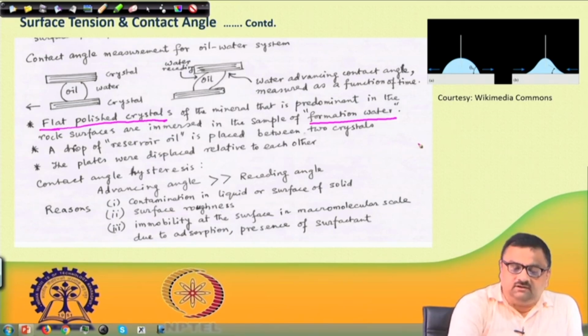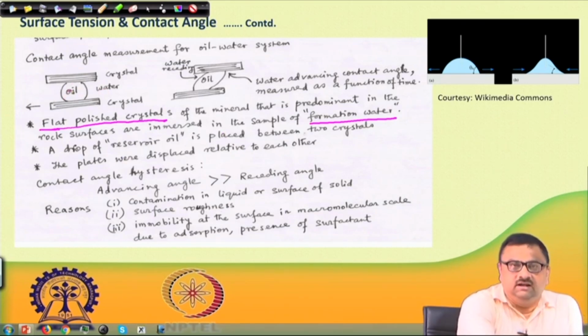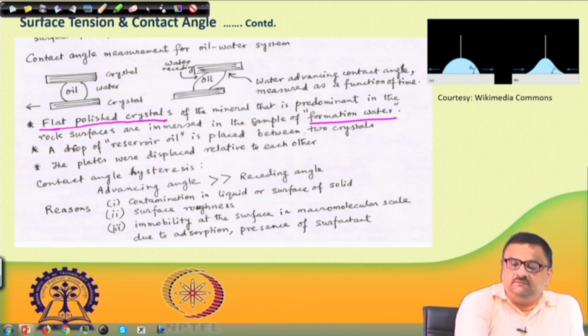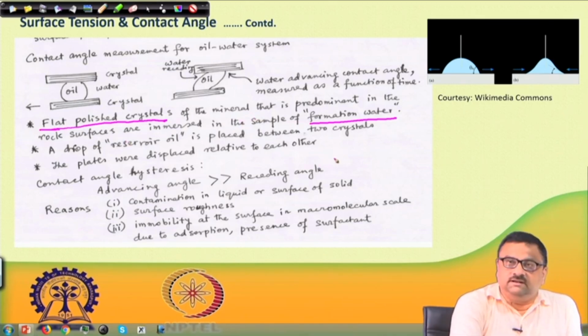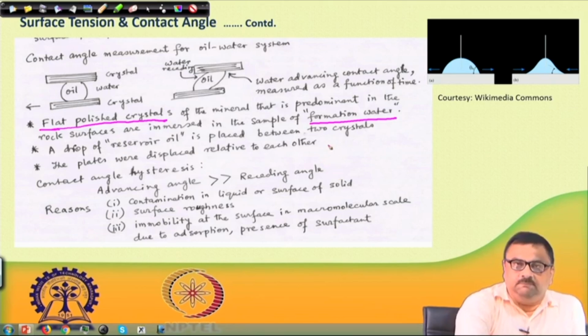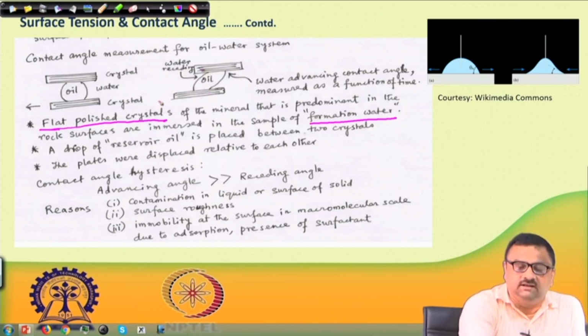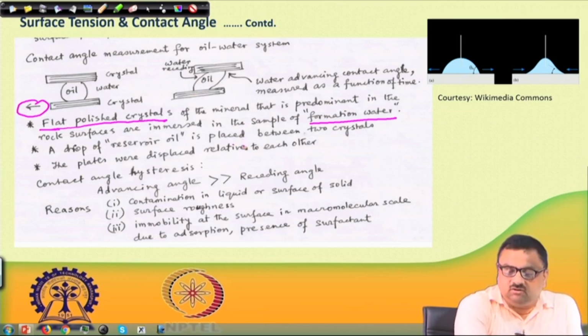And then a drop of reservoir oil is placed between two crystals. You can see outside there is water and inside there is oil, placed between two crystals. These are flat polished crystals of the same mineral that is predominant in the rock surface. Then the plates are displaced relative to each other. This plate remains fixed, and this plate moves in the direction of the arrow. Now this is the shape of the droplet, and from here one can measure the contact angle.